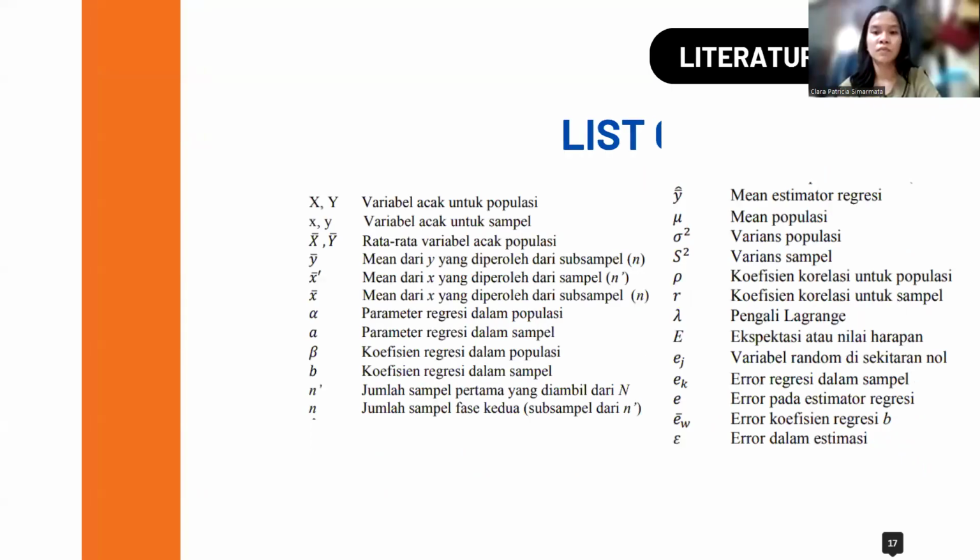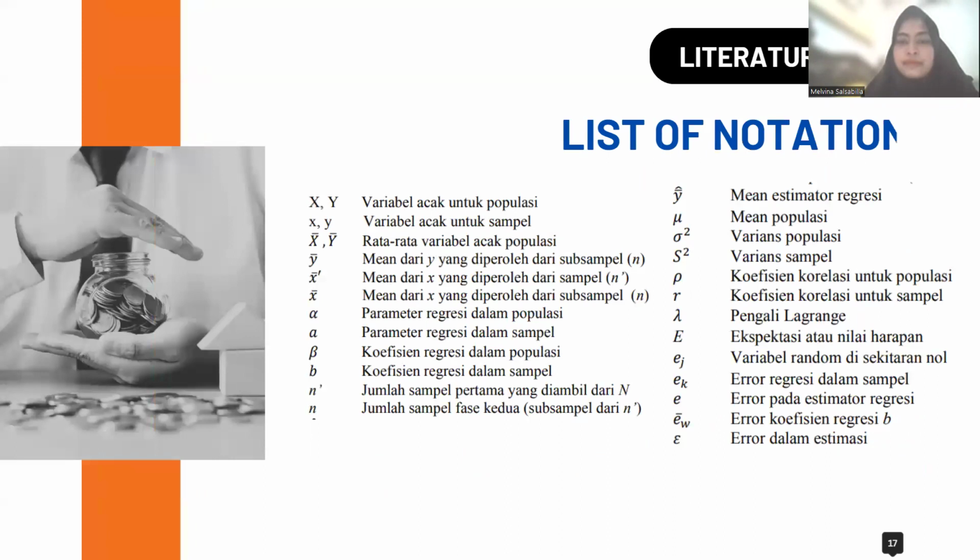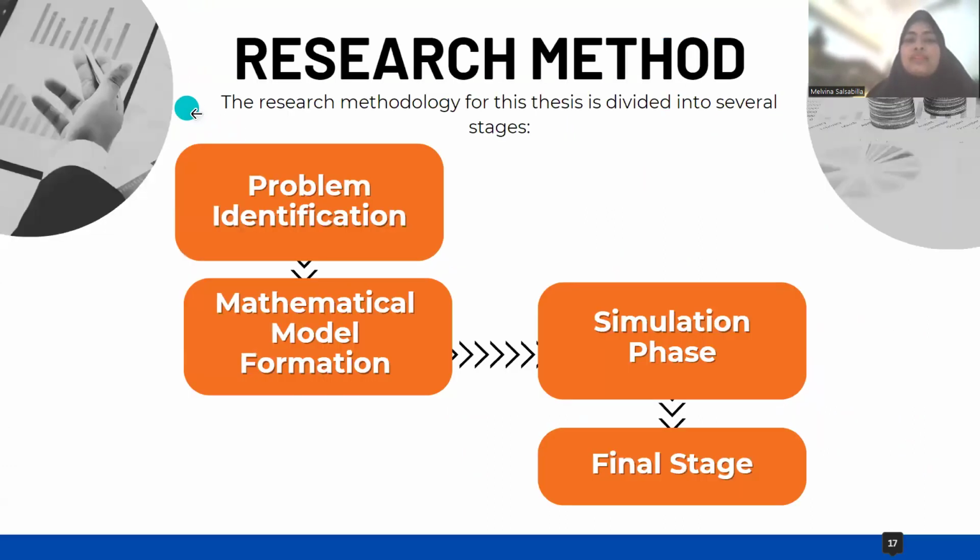So this is the list of notation that we use. And this is our research method. The first is problem identification, and then mathematical model formation. After that, we do the simulation phase, and at the end, the final stage.